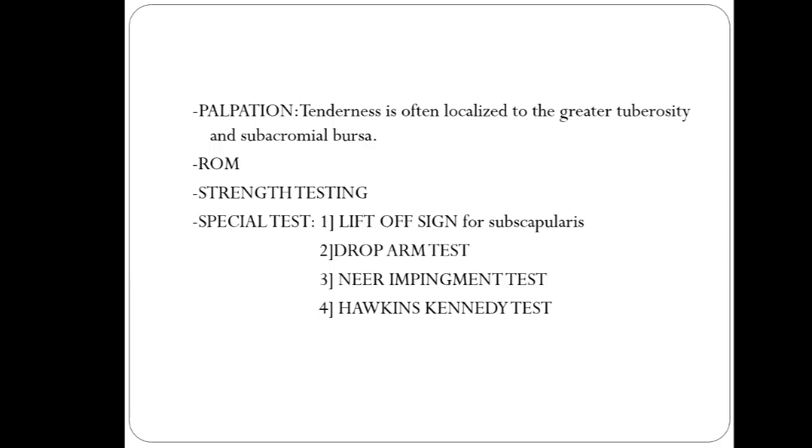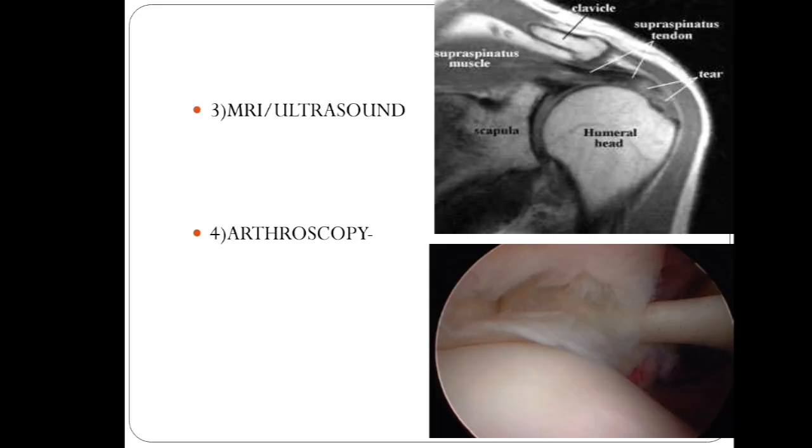We can check the range of motion. We can do some MMT. Then special tests like the lift off sign or drop arm test, impingement tests, and then Hawkins Kennedy we can also perform. So there are the MRI or ultrasound. Then arthroscopy. We can advise the patient just to rule out the diagnosis.